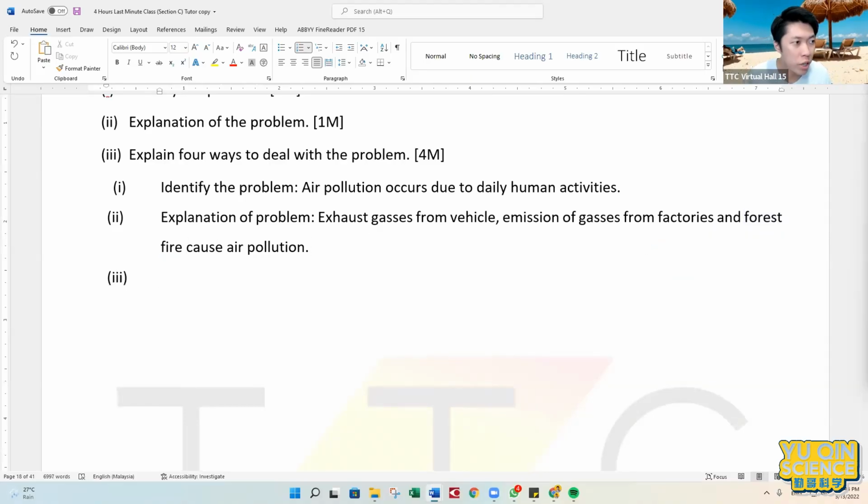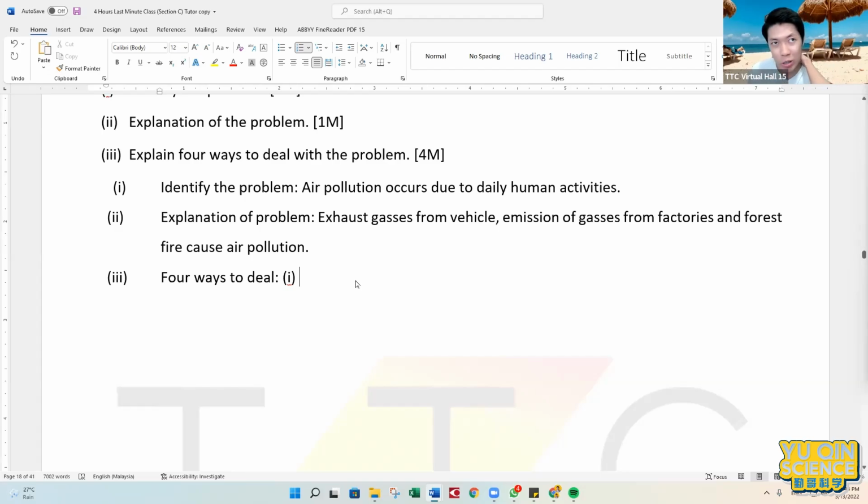Okay, so number 3, 4 ways to deal with. Can, if I say release of gas from the forest fire, vehicles release of gas from forest fire causes air pollution, can also, similar to mine lah. No problem. Okay, right. 4 ways to deal with.